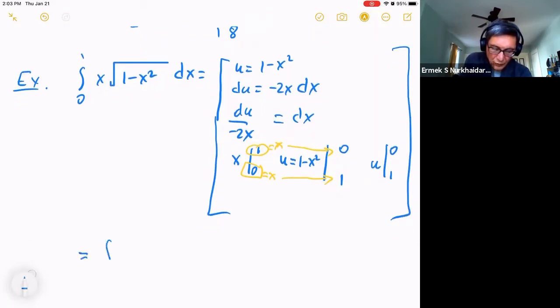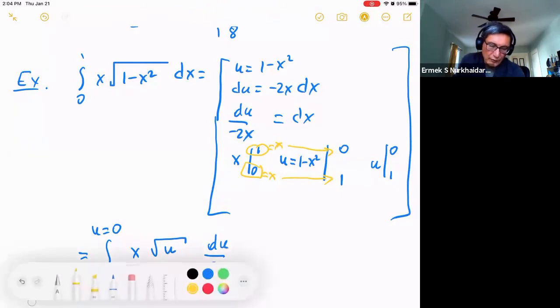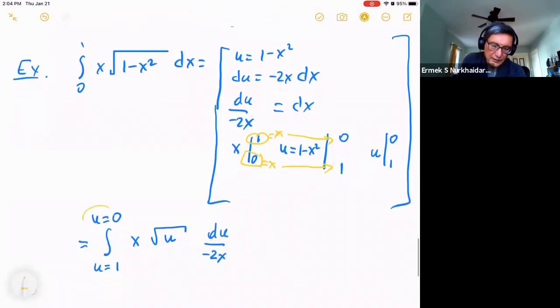So my new integral is going to look like u equals 1 on top, u equals 0 on the bottom. Limits of integration, now in terms of u, x square root of u divided by negative 2x. So for definite integral, that's kind of new part, right? We're also going to take care of those limits, because we also have to do substitution for limits.